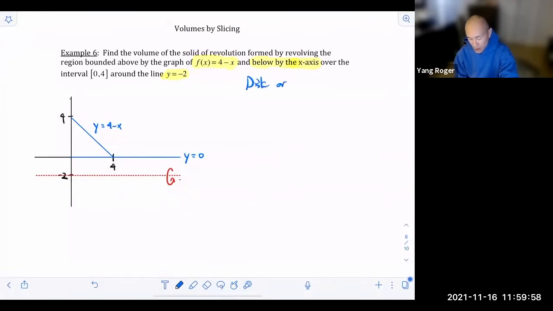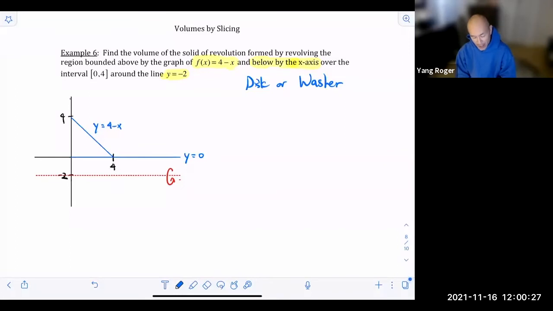So my question for you guys is, is this a washer or a disc? Disc or washer? What do you guys think? Anybody have any feeling? Is anyone still here? Disc or washer? Ken says washer. Someone else says washer. 2 votes for washer, 1 vote for disc. Okay.